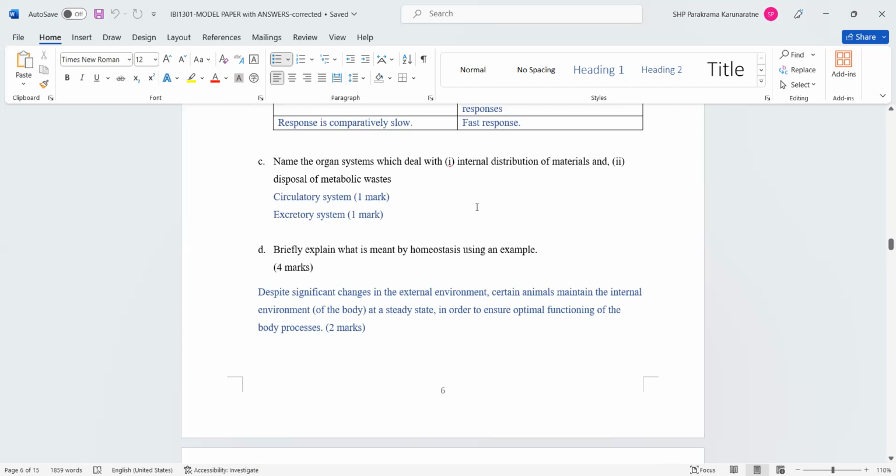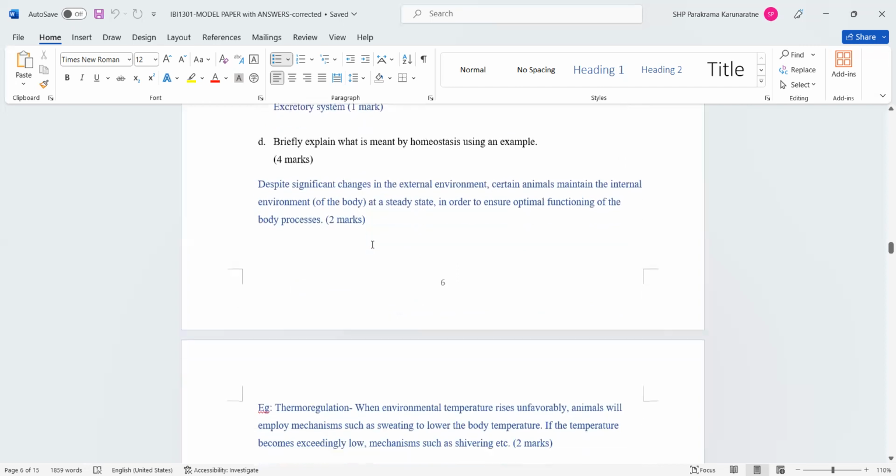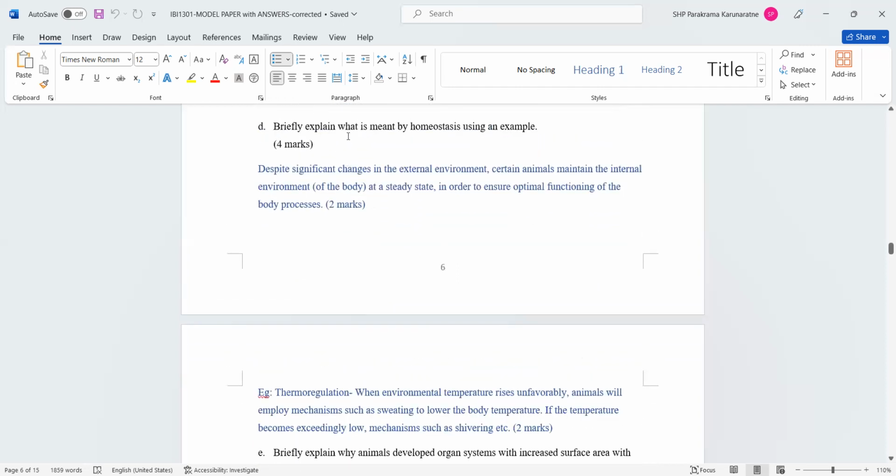For example, if you ask about the exchange of gases, then it is the respiratory system, right? And if you ask about the movement of the body, body movements are done by the musculoskeletal system, muscles and skeleton. Likewise, if you ask about functions, then you can write the correct organ system which deals with that function. Then the next question: briefly explain what is meant by homeostasis using an example, 4 marks.